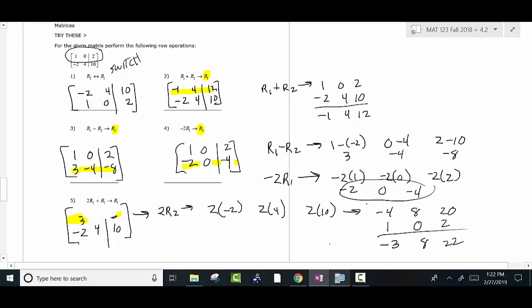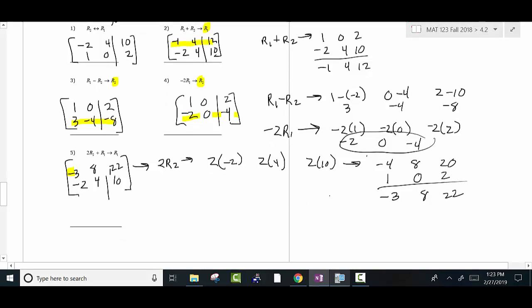Is that better? Yes. Okay, so that result is going to be -3, 8, 22. Row 2 stays the same. That's still -2, 4, 10. Okay? All right, you guys with me? Okay, so get your calculator out. On the next page, I'll kind of show you what we're leading up to.